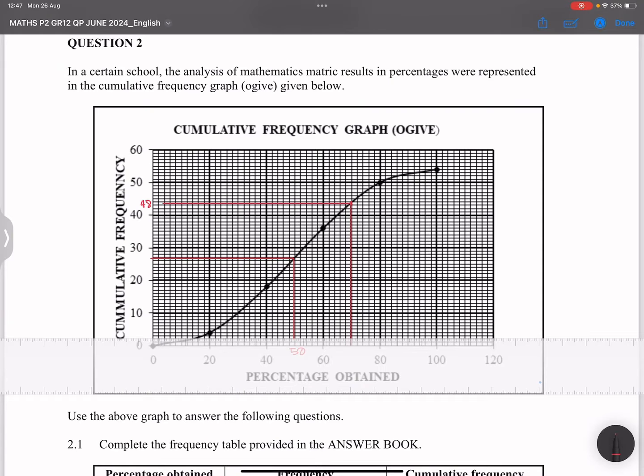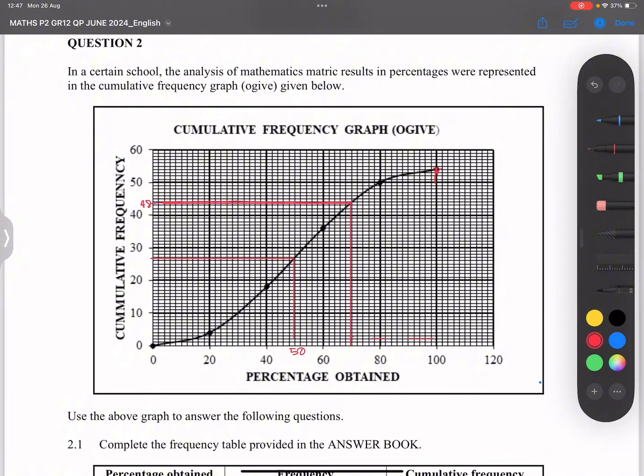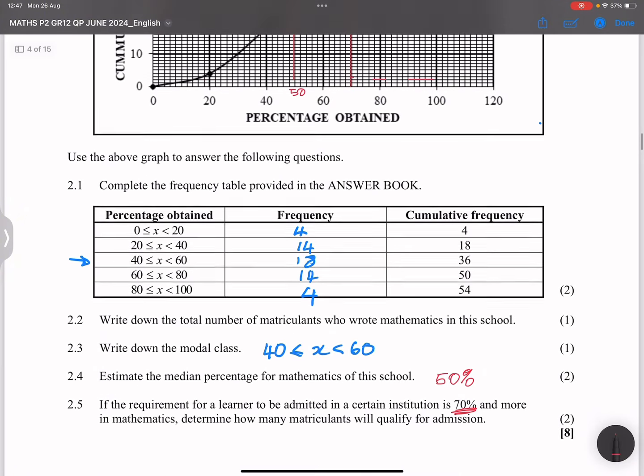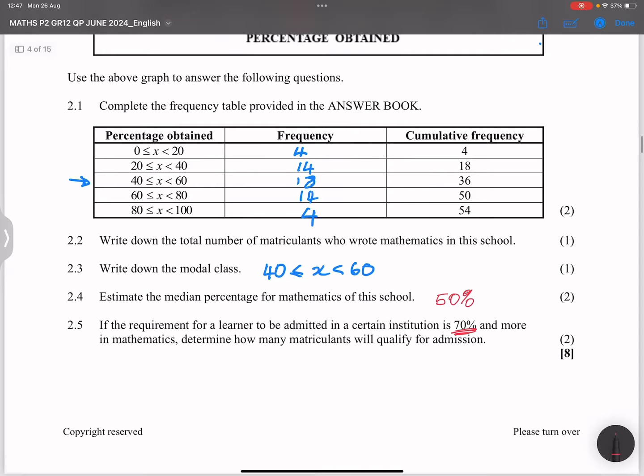Okay. Now, ladies and gents, anyone from this value here going all the way till the maximum value would be above that 70% threshold that they have given us. So I'm going to say 54 rather, minus that's minus the 48 learners, right? So that would give us what?